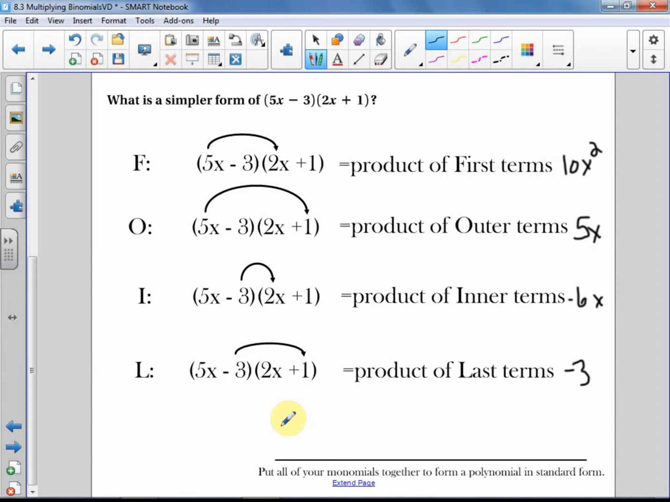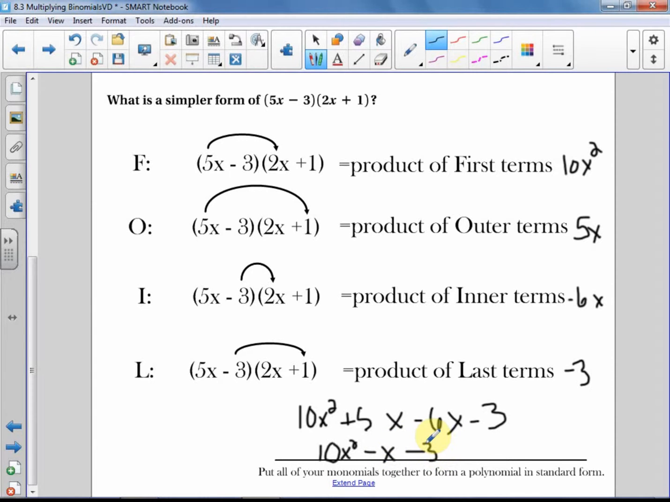So now I'm going to write in standard form my products. I have 10x squared plus 5x minus 6x minus 3. We're going to clean that up a bit. I'm going to combine like terms. So I'll have 10x squared minus 1x minus 3.